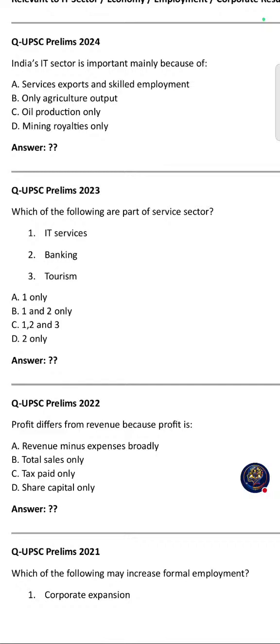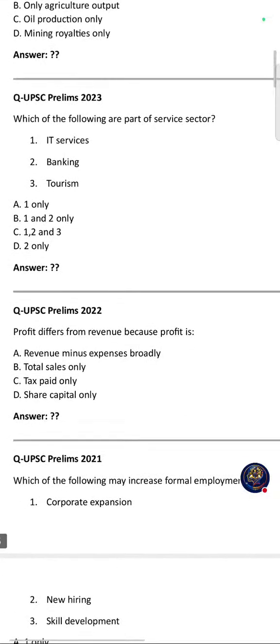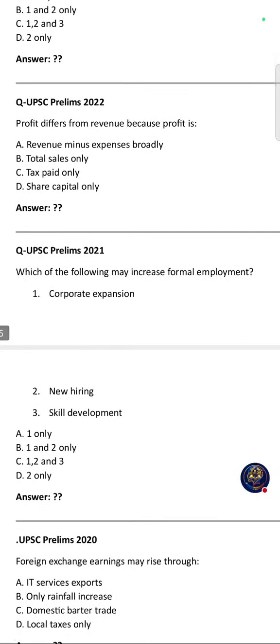First option is correct. Which of the following are part of service sector? Number 1, IT services. Number 2, banking. Number 3, tourism. All are correct. Profit differs from revenue because profit is, can anyone answer this one? Profit is revenue minus expenses broadly.